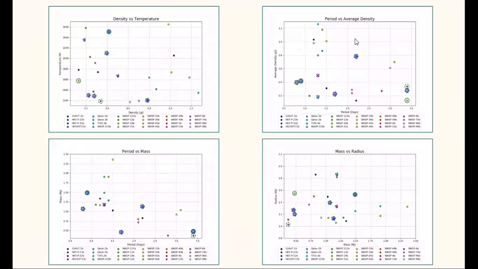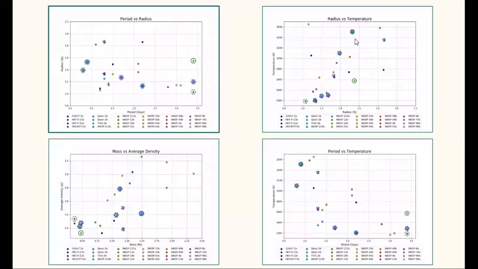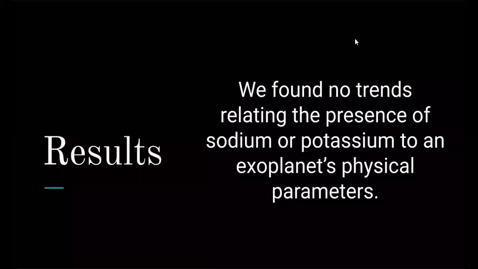We made 10 plots in total, showing each combination of parameters. Here are 4 of the other plots, and 4 more, none of which show any indication of a trend. So, we have found no trends relating the presence of sodium or potassium to an exoplanet's physical parameters.